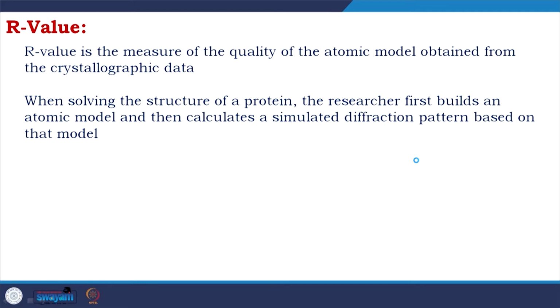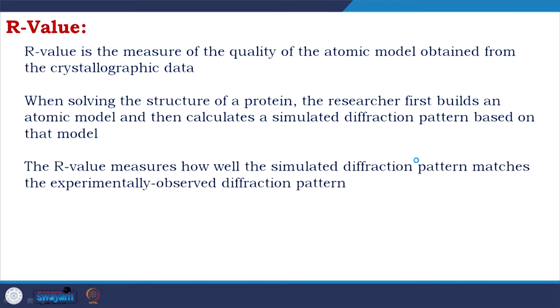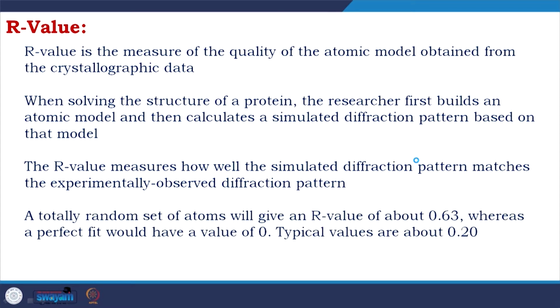When solving the structure of a protein, the researcher first builds an atomic model and then calculates a simulated diffraction pattern based on the model. So you know the diffraction happened, and now you make a simulated diffraction pattern. The R value measures how well the simulated diffraction pattern matches the experimentally observed diffraction pattern. In one you are using the model to make a simulation, in the other you are using the actual data, and you compare between them; that is R.